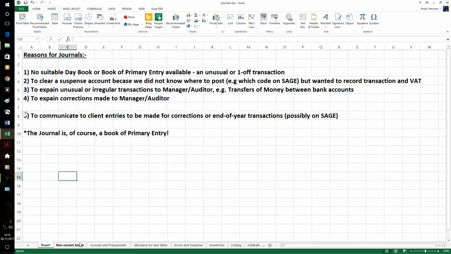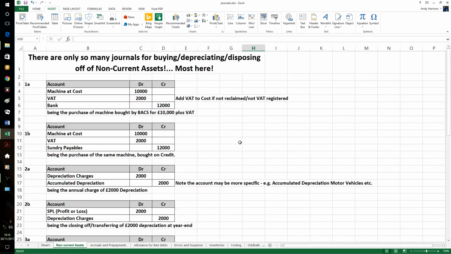So some of these categories have an unlimited range. With the non-current assets, there's only so many around. However, the accounts, of course, can vary. We can have a depreciation charge account for motor vehicles, plant and equipment, fixtures and fittings. We can have separate accounts for each class of assets or even each asset. So in that respect, it's unlimited, depends on our assets.